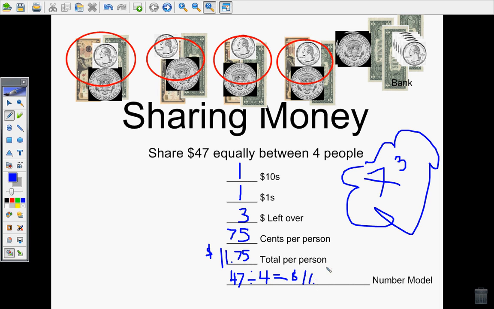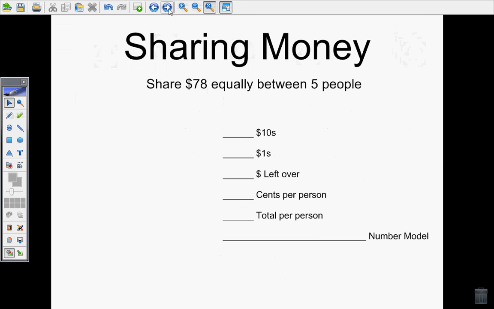We can double check that by then counting back up, and we did indeed find that we ended up with $47. Oops, that's supposed to be a 7. It is nice that you put on those dollar signs as well so that you can remember what was the dollar amounts and what was the people amounts. Let's try another one together.